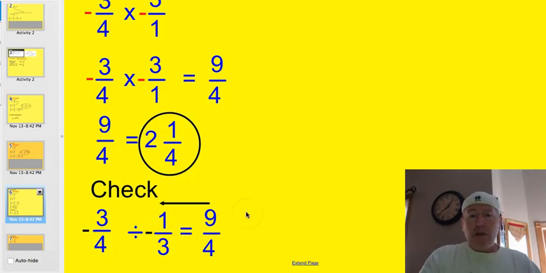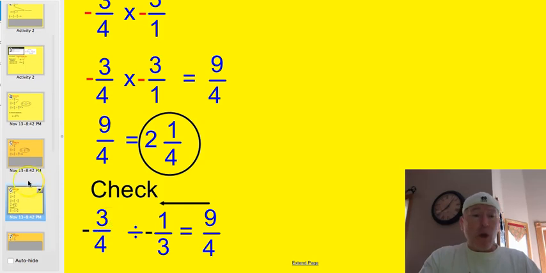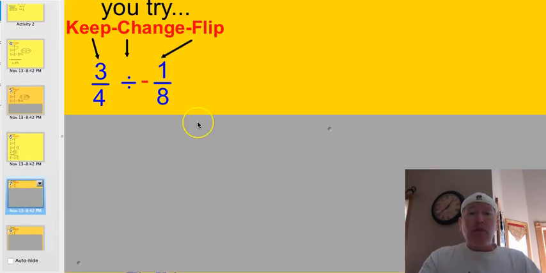All right, so you'd have 9 times 1 would be 9. 4 times 3 would be 12. So if you multiplied backwards here, you'd have 9/12, which is the same as 3/4. You'd actually have a -9/12, which is the same as a -3/4. Okay, time for two more for you to try. Go ahead and pause and give this one a shot.